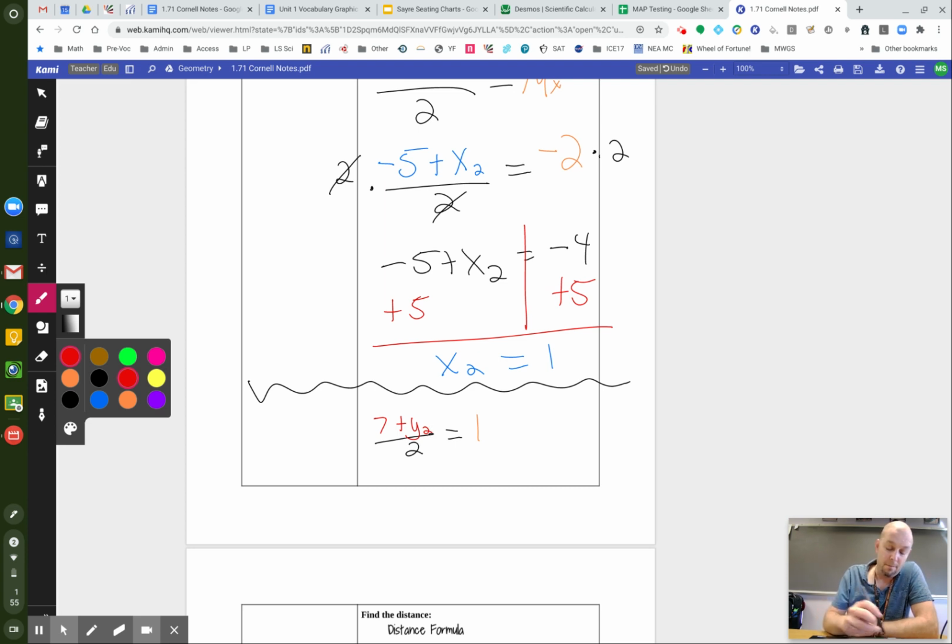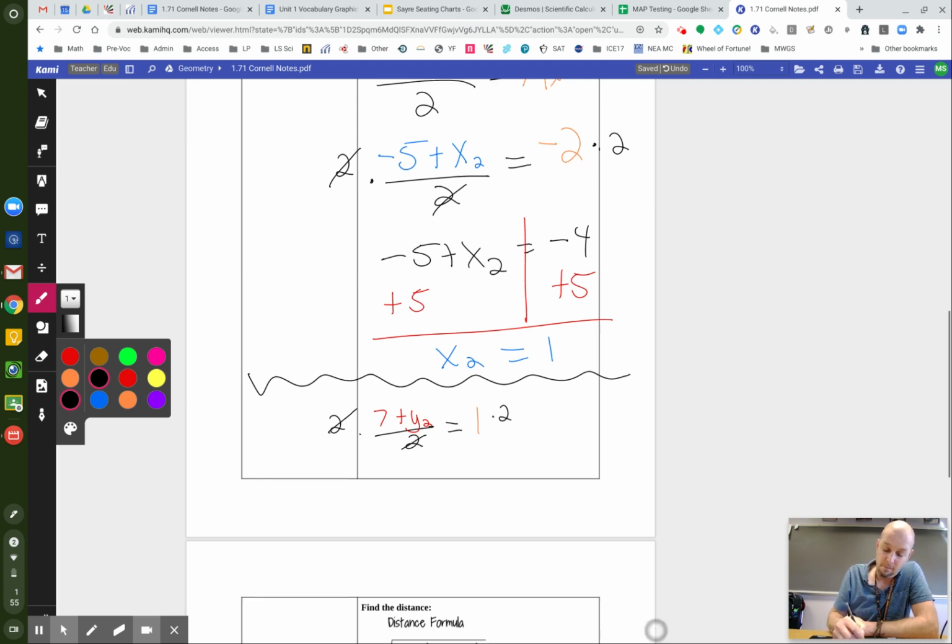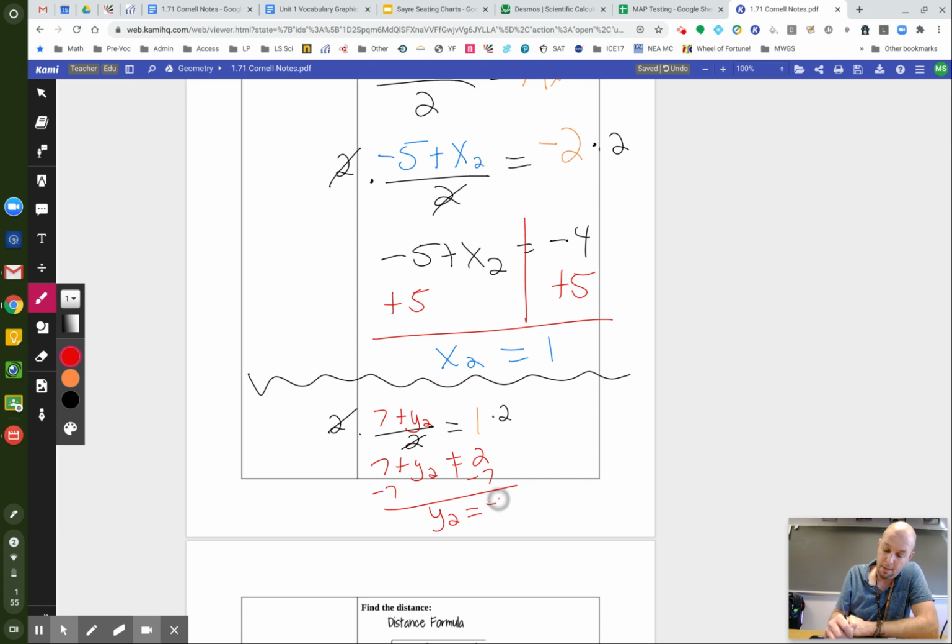That's a little better. All right, so what I'm going to do is multiply both sides by 2. Now I'm going to get, those go away, 7 plus y2 equals 2. Subtract 7 from both sides, and I get y2 equals negative 5.